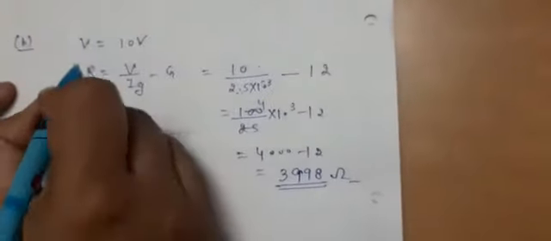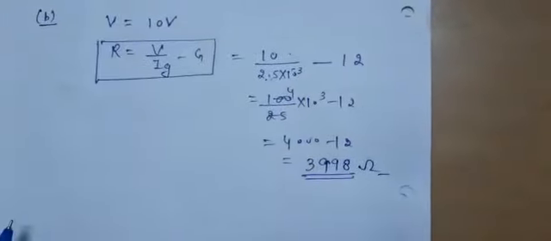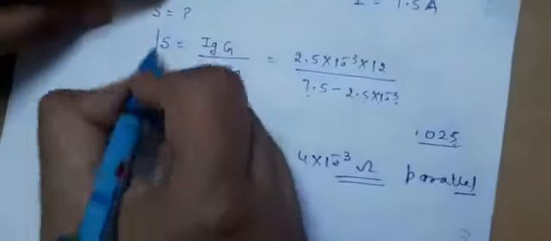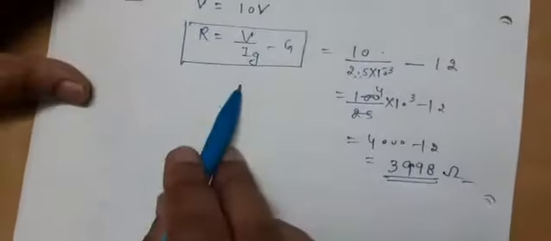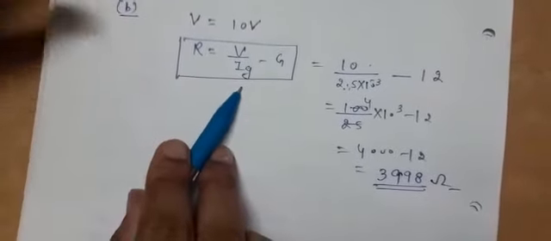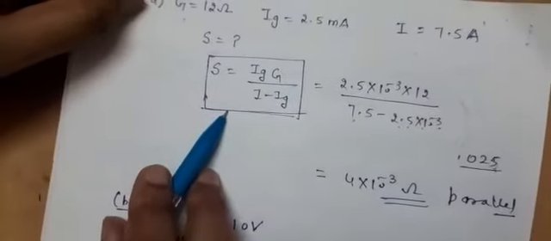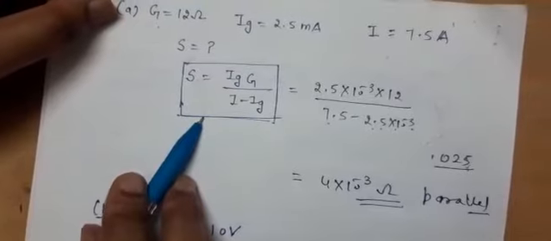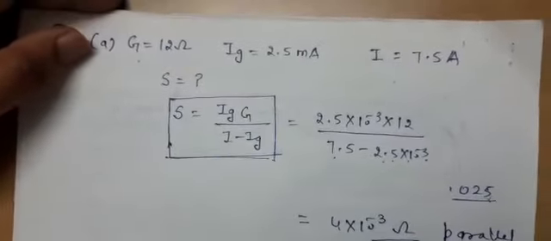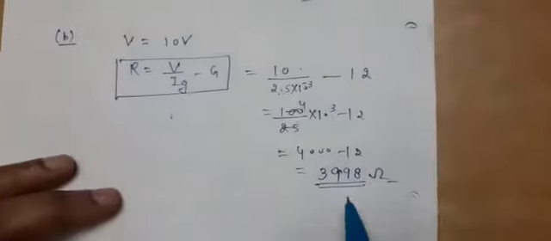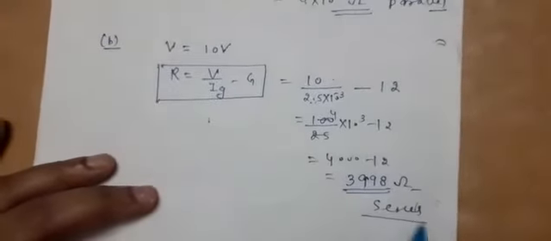So this was a simple formula based question. Here what you have to learn: the value of the shunt resistance for conversion into ammeter, and the resistance to be connected in series for conversion into voltmeter. So the shunt must be connected in parallel with galvanometer, and the other resistance should be in series with galvanometer.